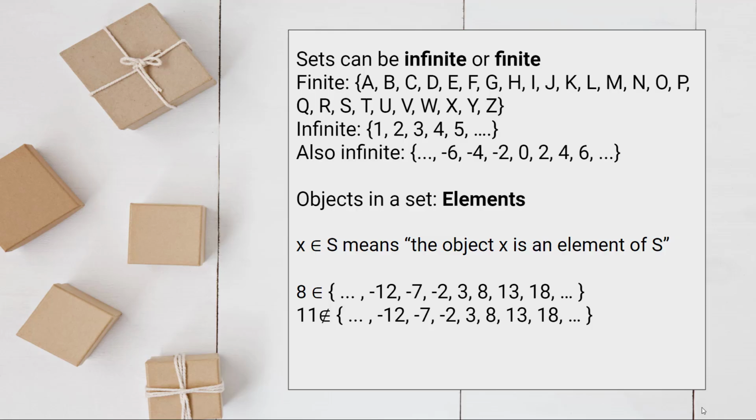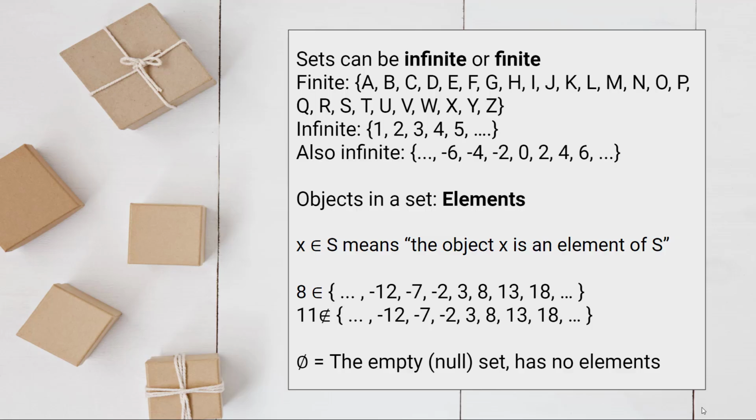We can even have a set with no elements in it at all. This is called the empty set, sometimes called the null set, and it's denoted by this symbol here, which looks like a 0 with a line through it. If the idea of an empty set seems weird, just go back to the box metaphor. It's not at all weird to think about a box with nothing in it, and that's what the empty set is.